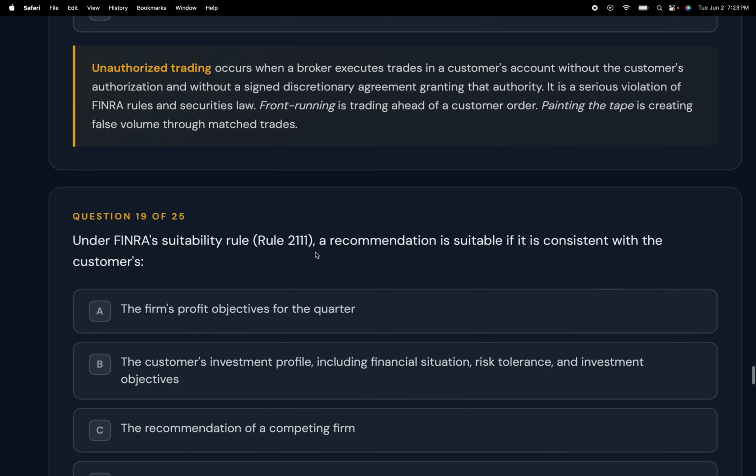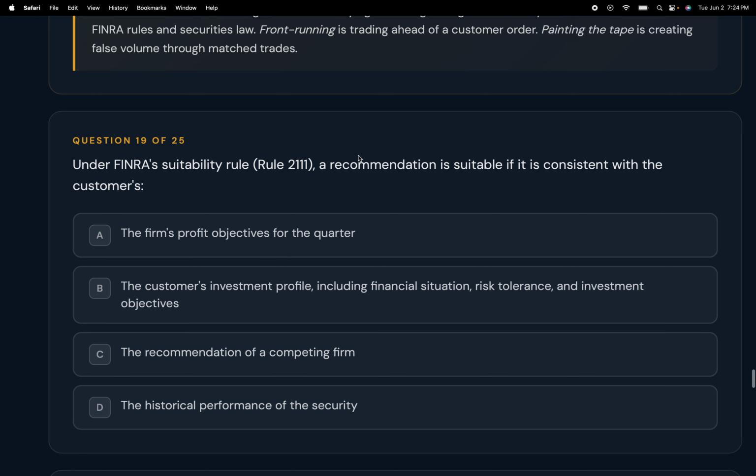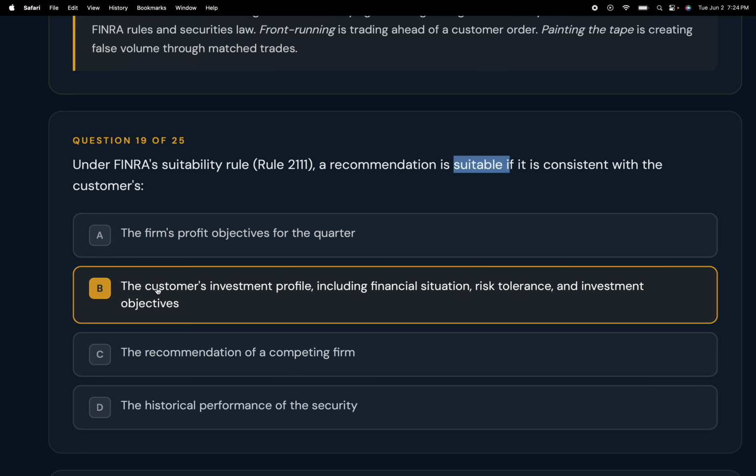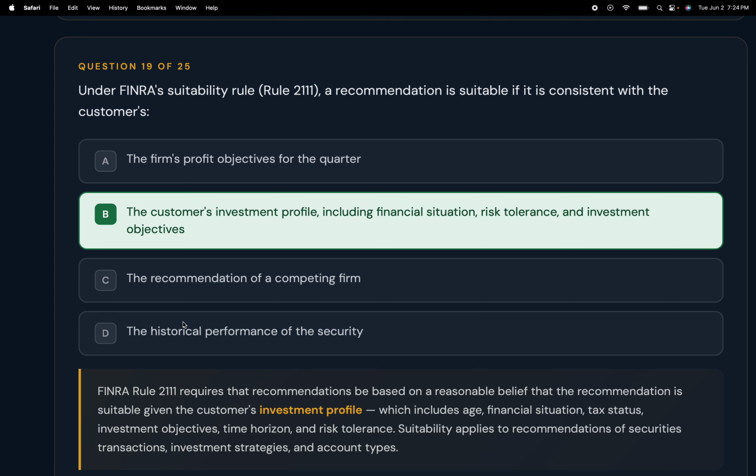Under FINRA's suitability rule, a recommendation is suitable if it is consistent with a customer's, this kind of makes sense here, a recommendation suitable with the customer's what? Their profile, their situation, their risk tolerance, what their goals are. Isn't that why we're in business? Is that why we're in business? 100%. So it's kind of common sense when you talk about the customer.